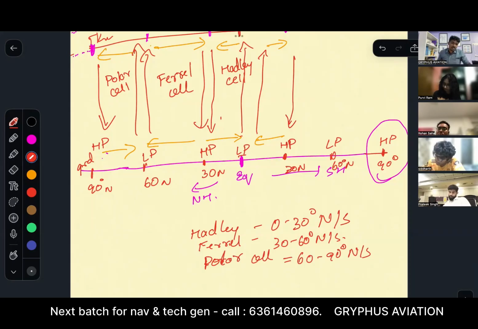I'll just take some remaining 15-20 minutes. I need to explain one concept, because if I don't explain it today, I need to explain it tomorrow also. So that's why I'll finish that concept. After that, we'll wrap up the class.